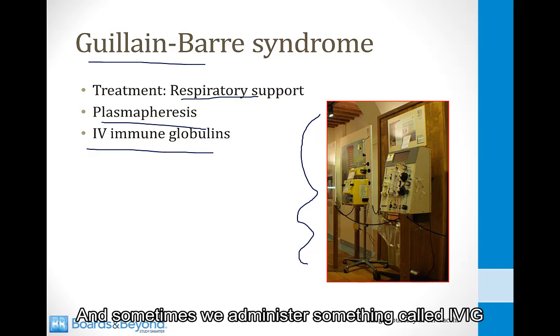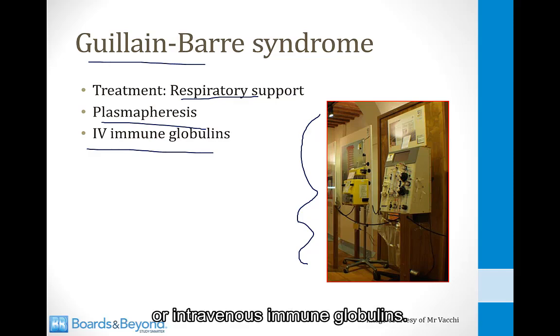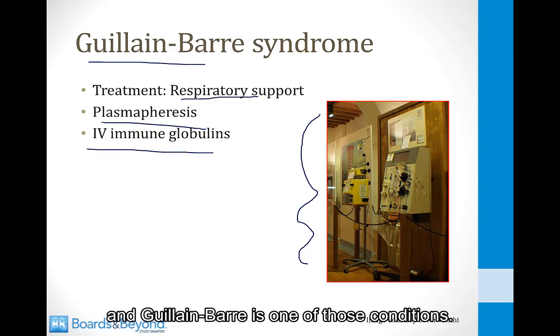And sometimes we administer something called IVIG, or intravenous immune globulins. This is a bunch of pooled antibodies from over 1,000 patients, and for reasons we don't understand, it helps in some conditions, and Guillain-Barré is one of those conditions.